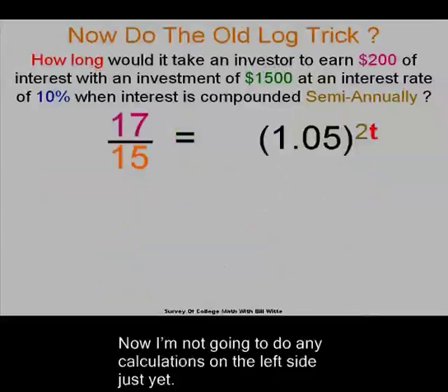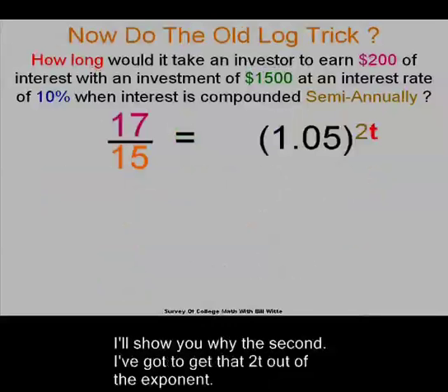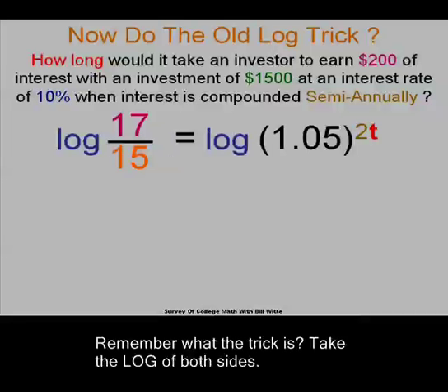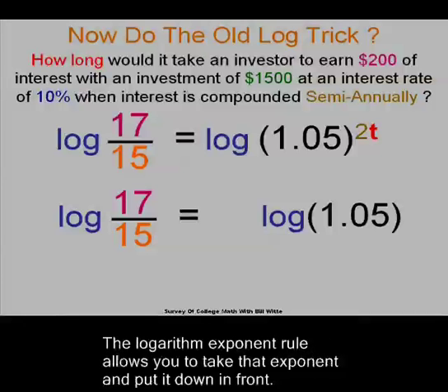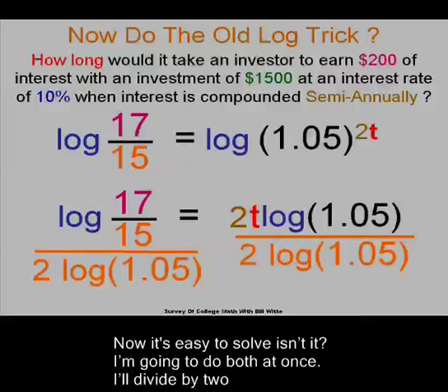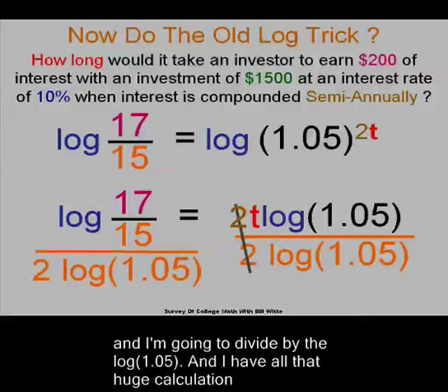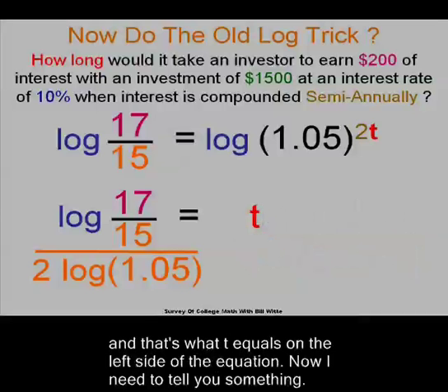Now, I'm not going to do any calculations just yet. I'll show you why in a second. I've got to get that 2t out of the exponent. Do you remember what the trick is? Take the log of both sides. Whenever you're trying to get at an exponent, what does that buy you? Remember the same old rule with the logarithm of a number to an exponent allows you to take that exponent and put it down in front. Now it's easy to get, isn't it? I'm going to divide by 2, and I'm going to divide by the log of 1.05. And I have all that huge calculation, and that's what t equals.